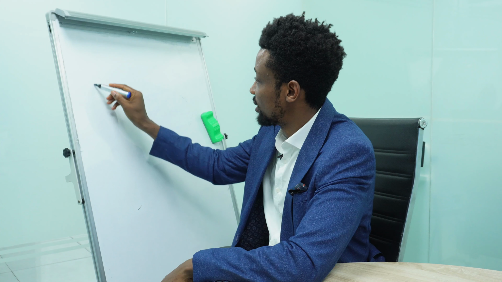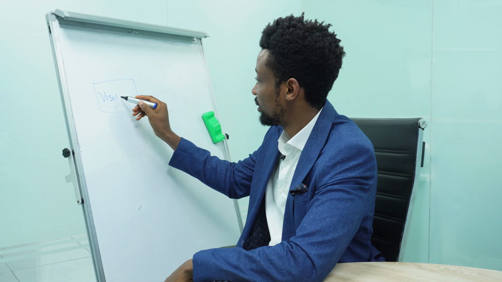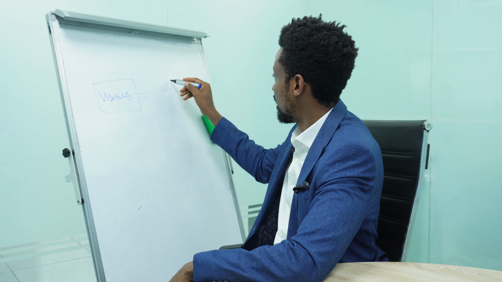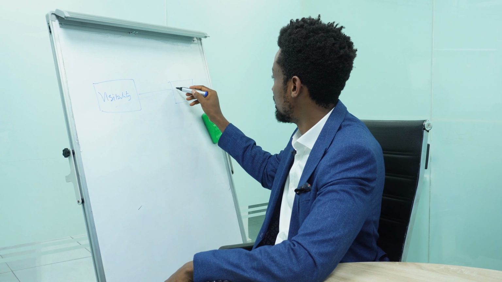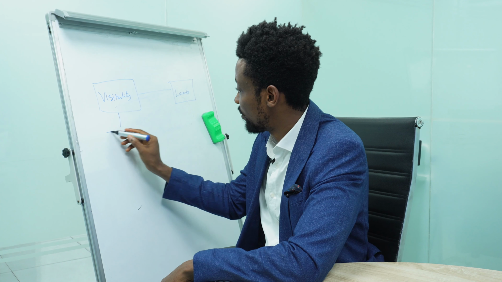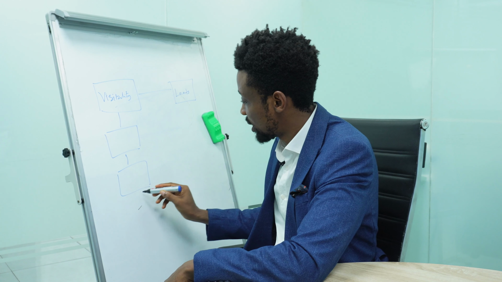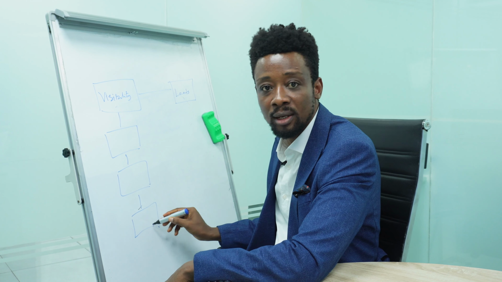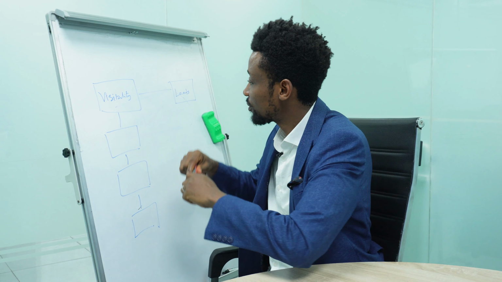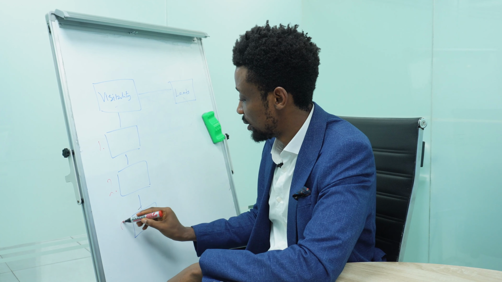So this is the cycle. You start with visibility, and it ends with the leads. But in the visibility, there are 3 steps. This is step 1, this is step 2, and this is step 3. I don't know whether you can see it there.